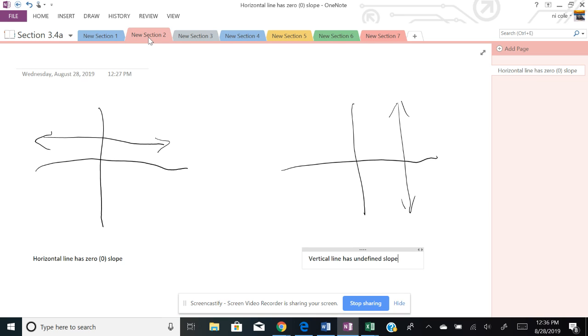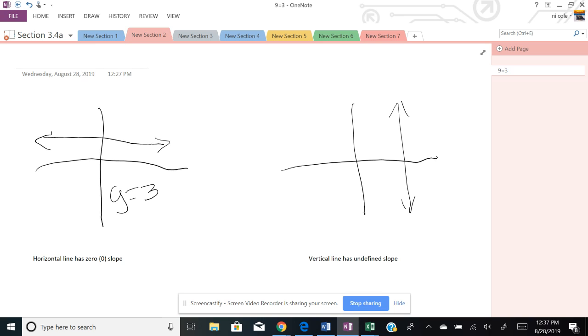Then we've got a couple more. We've got this horizontal line here, and a horizontal line has zero slope. So the slope is equal to 0. In this example here, this would be like y equals 3. That's perfectly acceptable.